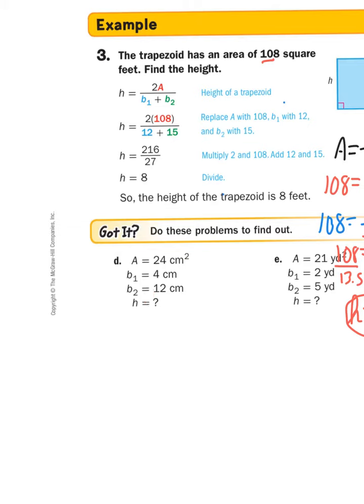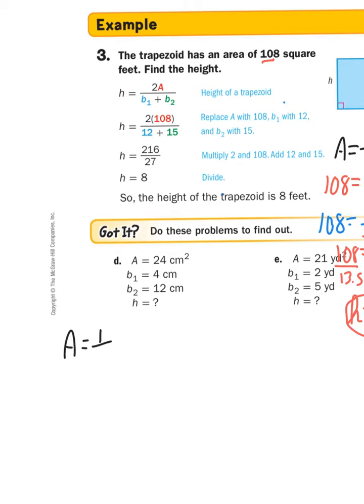So we'll start with the formula. Area is half times height times base 1 plus base 2. Then I'm going to substitute. The area is 24 equals half times the height, we don't know, but we do know base 1 is 4 and base 2 is 12.